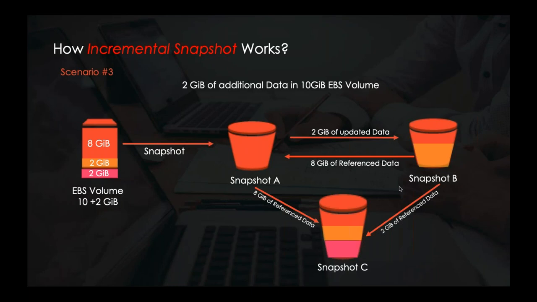Right now, the EBS volume that we have, I think it's vertical scaling, right? Not horizontal scaling. Yeah, this 8 plus 2, that is 10 plus 2, this is called vertical scaling. All right. Yeah, that's correct. Thank you.